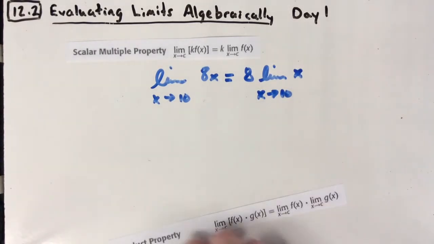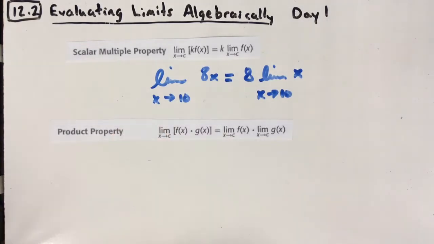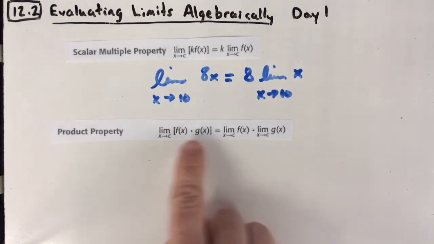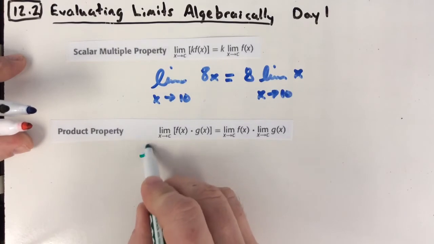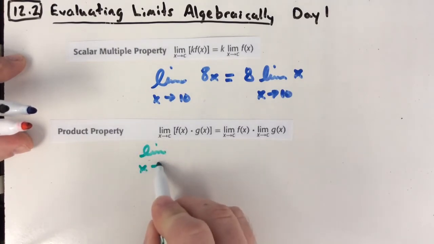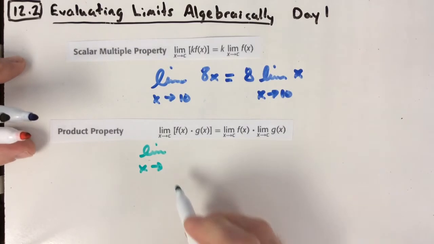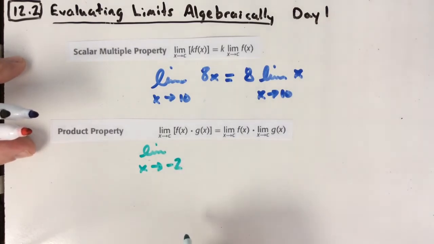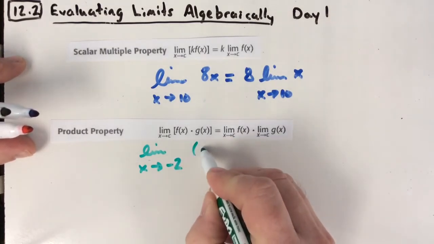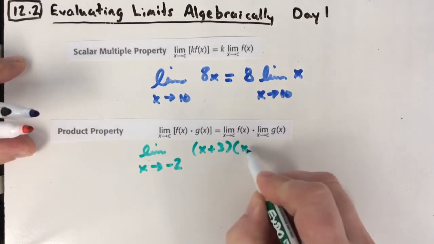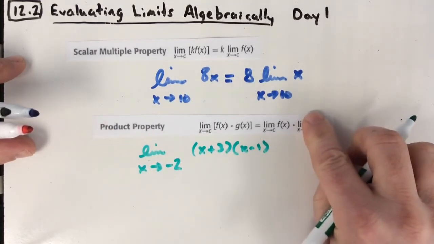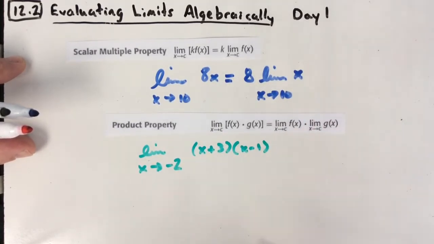There is also a product property. That's where you have two things with variables being multiplied together. And this is very similar to the addition and subtraction one that I had earlier. So an example of this one would be the limit as x approaches -2 of x plus 3 times x minus 1. Let me line that up a little bit better. So here is our limit with our two things being multiplied together.